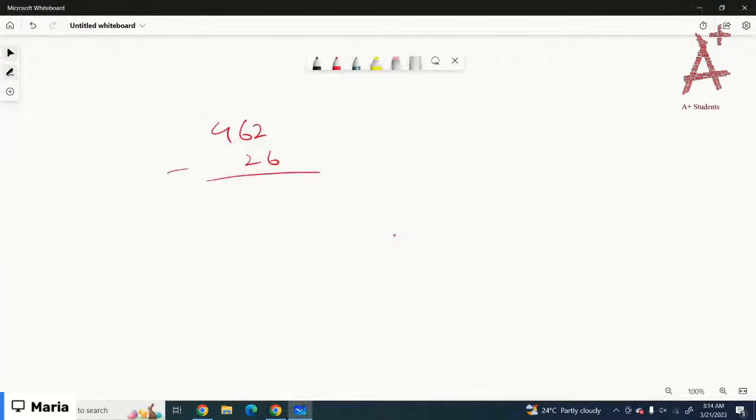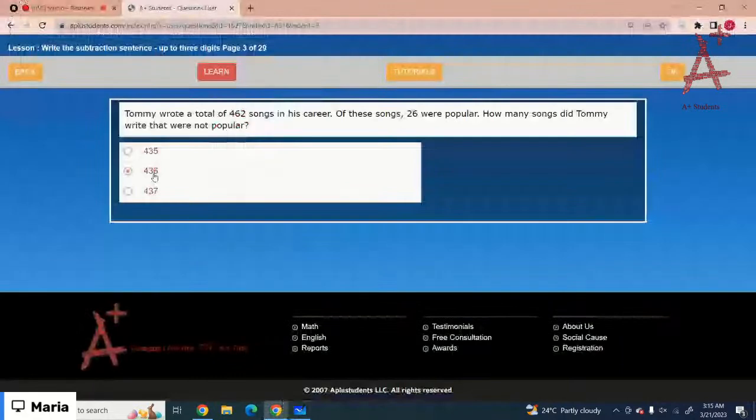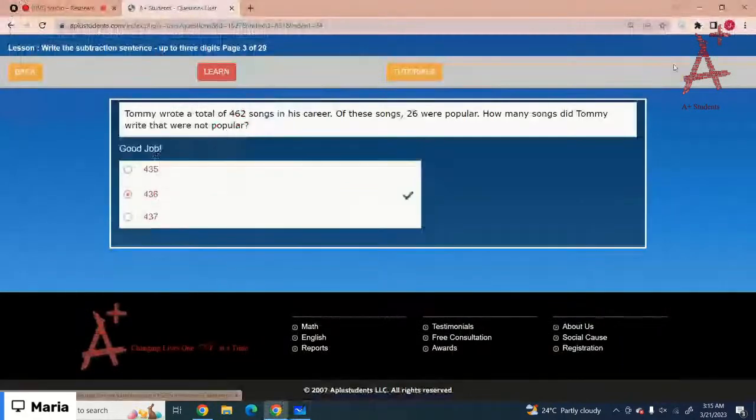So it will be 12 take away 6. You cannot subtract 6 out of 2, so you have to borrow 1. It would be now 12, and here you are left with 5. So 12 take away 6 is 6. 5 take away 2 is 3, and here you have 4. So that means the unpopular songs are 436. Got it? If you have any question, just write down the question in the chat box.